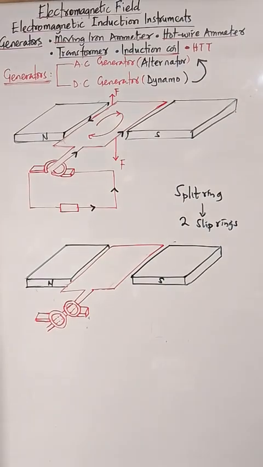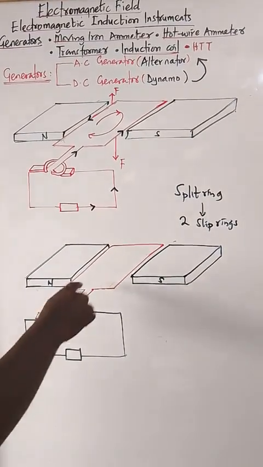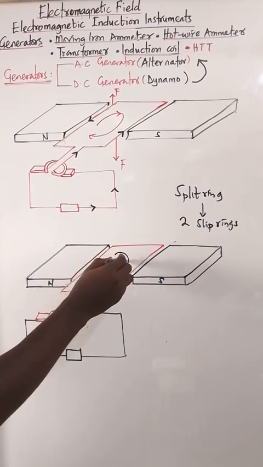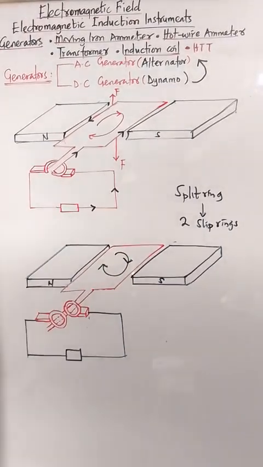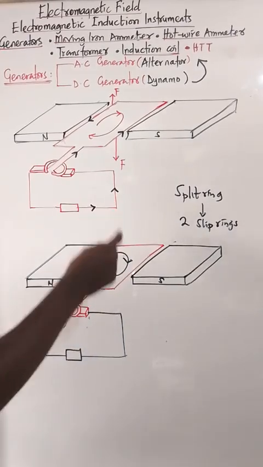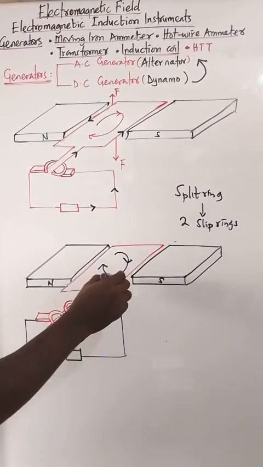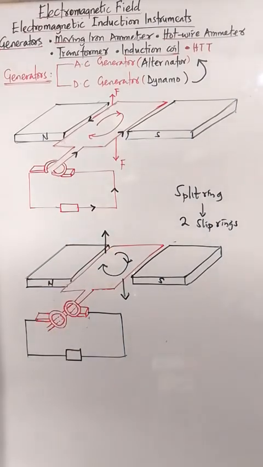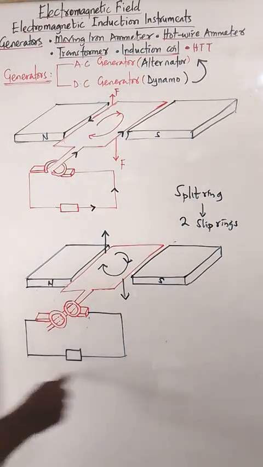So now, when we replace the split ring with slip rings, we turn this DC generator into an AC generator. Same way, if we make it rotate clockwise, clockwise means this side is going up. So this one is going down, this one is going up. So in that case, let's look for the direction of what? Current. Is the current going to flow this way or this way?